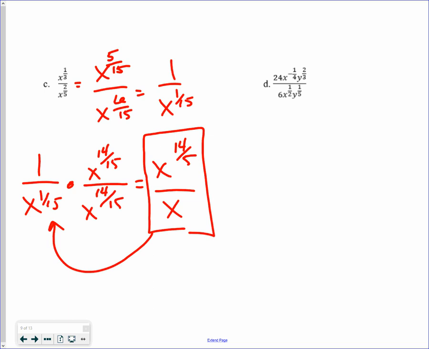So D is as hard as this gets. You have the numbers in front, you have the x's and you have the y. So let's first start with the number. 24 divided by 6. Those are just numbers, so 24 divided by 6 is just 4.